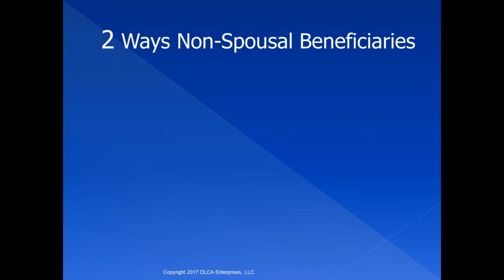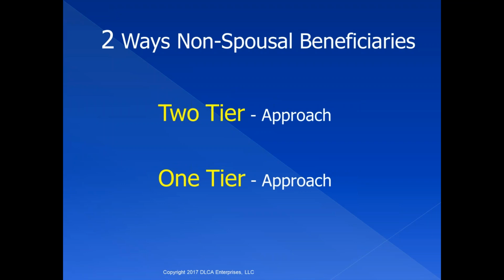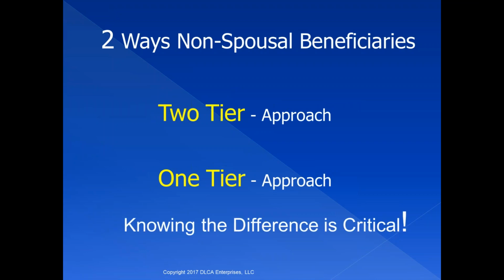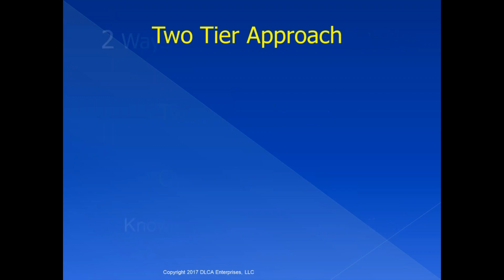So there's 2 ways to set up these non-spousal beneficiaries. And I want to point out that there's what we call the 2-tier approach and the 1-tier approach. Most advisors, when they set up the beneficiary forms, are using the two-tier approach, and that is disastrous. That's why looking at those beneficiary forms is the springboard into capturing those accounts. So knowing the difference between the two-tier and the one-tier approach is critical to your client's success in terms of getting the most out of their IRAs, 401k. So let's walk through that.